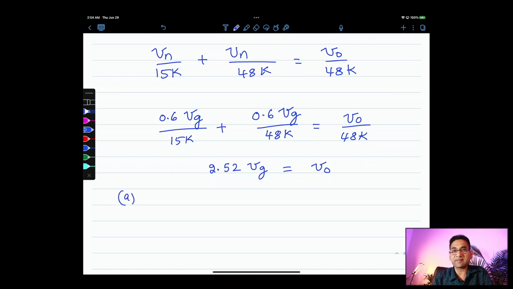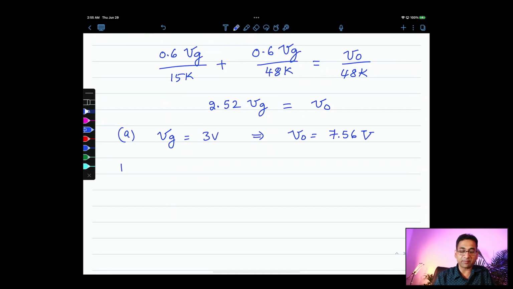Now in the first part of the problem, Vg is given to be 3 volts. That makes Vo equal to 7.56 volts. Now the next part of the problem is to find the range of Vg such that it is in the linear region.